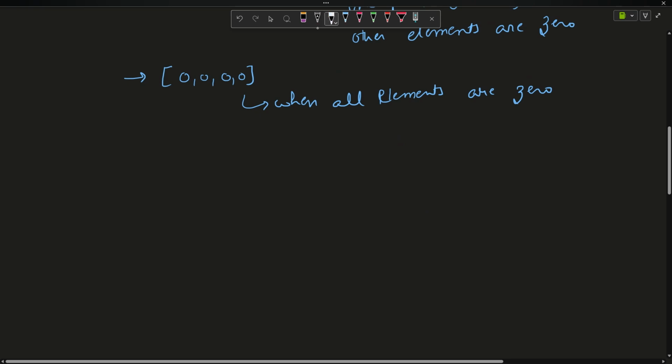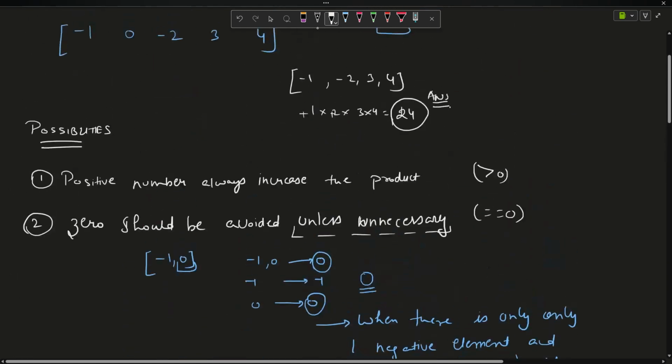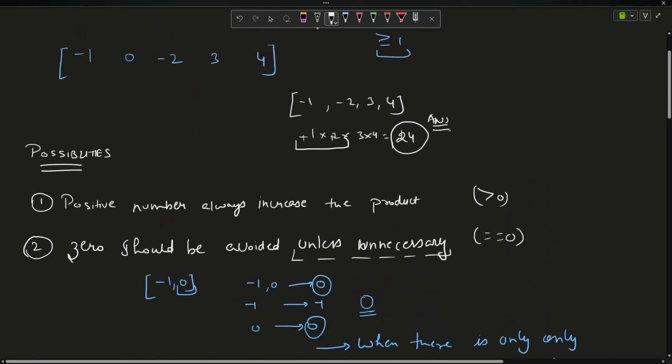Third point is the decision to choose a negative. How should I choose it? Should I choose this negative or not? In the example we saw, we were choosing -1 and -2. Why? Because they were cancelling each other out, because minus minus becomes positive, right?